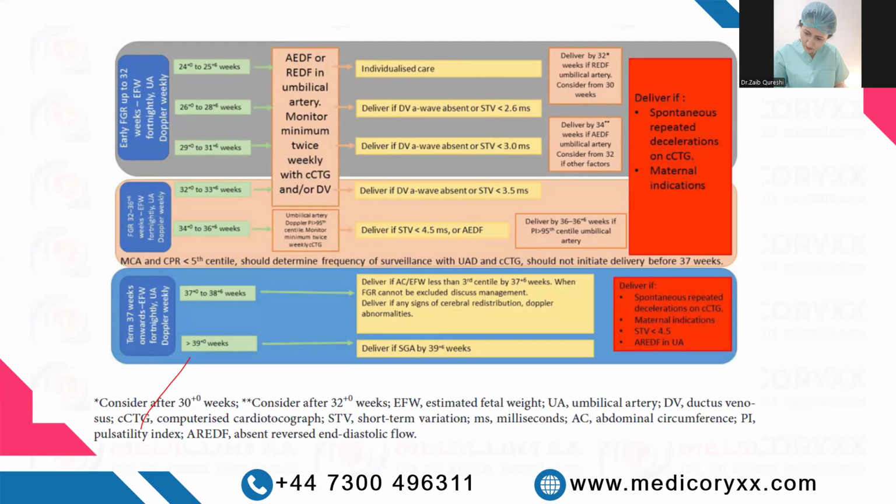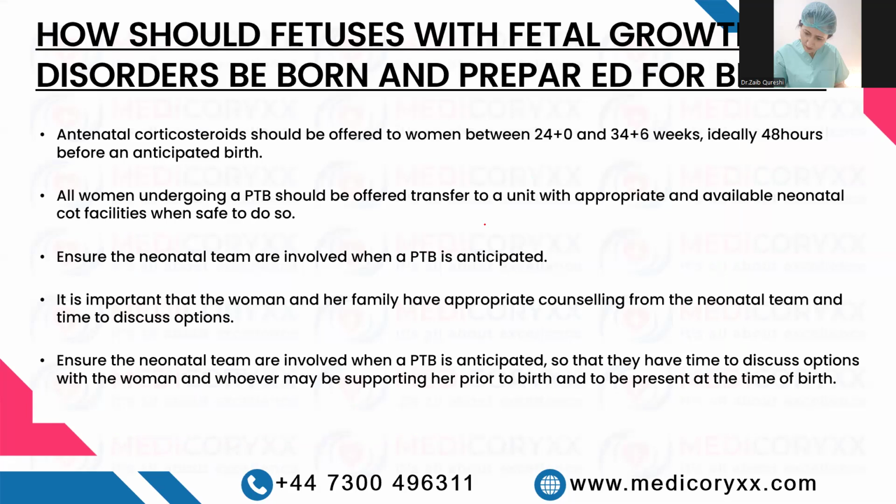It needs a lot of revision. However, at least you will have a fair idea after this session of how to read this guideline properly. Okay? And then when you revise it yourself, things will be easy. Then the delivery, important, right? We have managed, we have diagnosed, we have done everything. Then how to manage? If it is preterm birth, then the antenatal steroid should be given from 24 weeks to 34 plus 6 weeks, ideally 48 hours before an anticipated birth, right?